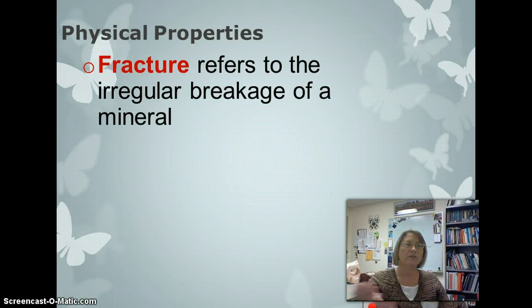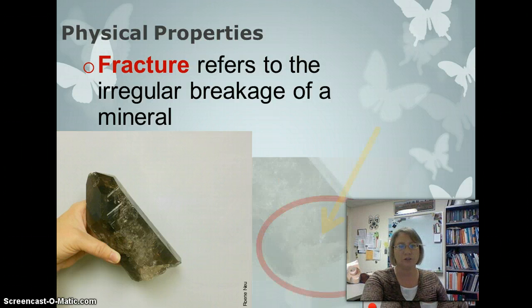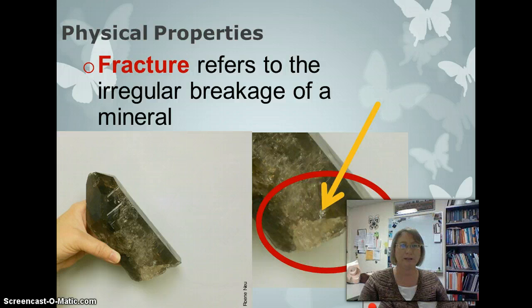Let's look at another physical property. If a mineral does not have cleavage, then we refer to it as having fracture. Fracture refers to the irregular breakage of a mineral. Here we've got a quartz crystal. This is showing the quartz crystal's habit or crystal form. But if we were to zoom down into the lower corner of this crystal and look at where it's been fractured, it's irregular. This crystal has a fracture as opposed to a cleavage.